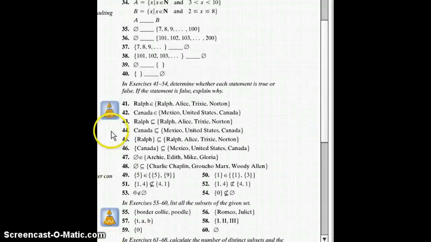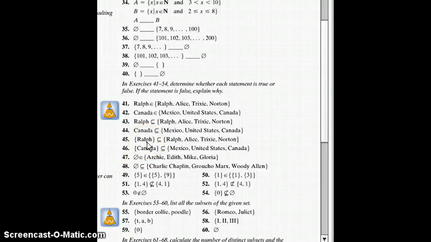All right, let's take a moment, look at a couple problems here, and we'll be through. Now look at number 35. Is the empty set a subset of this group of numbers right here? Well, what did we say? We said the empty set is a subset of every set. So, yes, that's true. Now, look at number 41. Is Ralph an element of this set right here? Yes, it is.